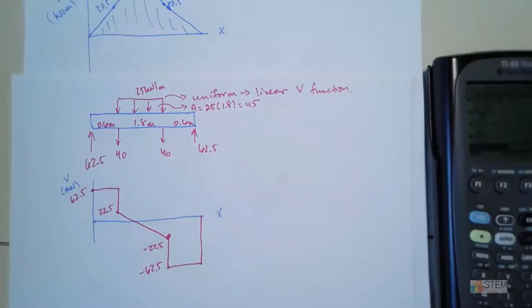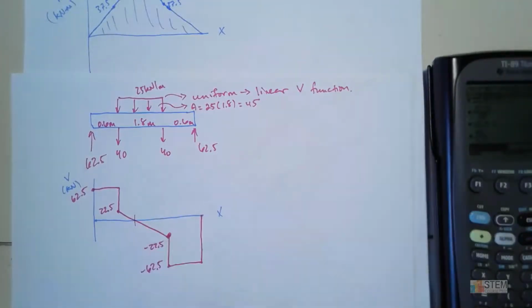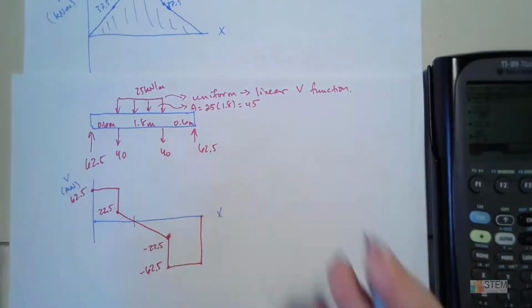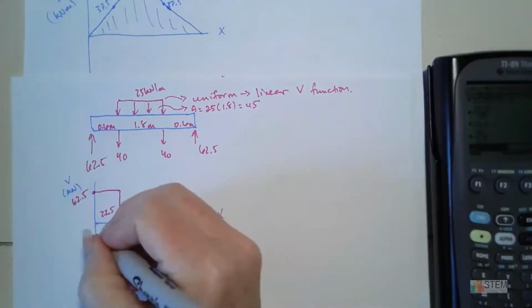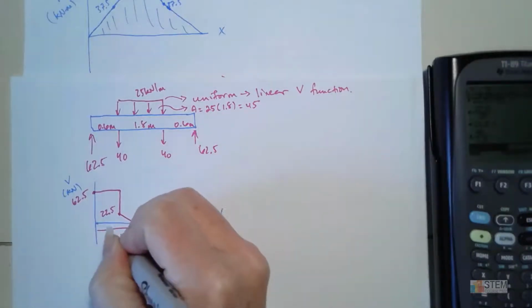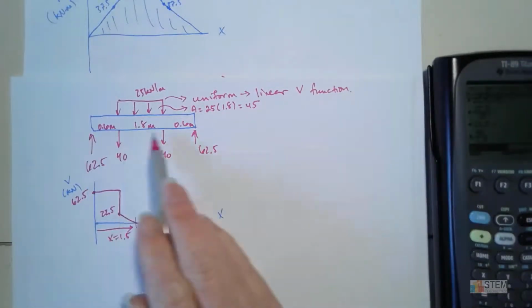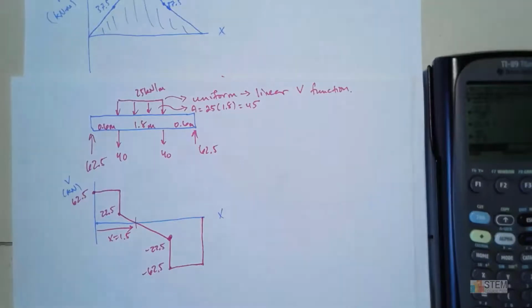Now the next part is to find this location where V goes to 0. Looking at this problem, we can tell where it is, because this whole thing is symmetric, so we know it's going to be right in the middle. My diagram doesn't show it right in the middle, but it will be. So this is going to be x equals 1.5, because remember the total length is 3. So we know V has got to be 0 when x is 1.5.